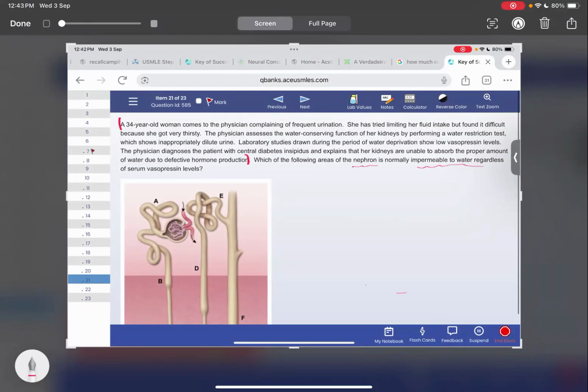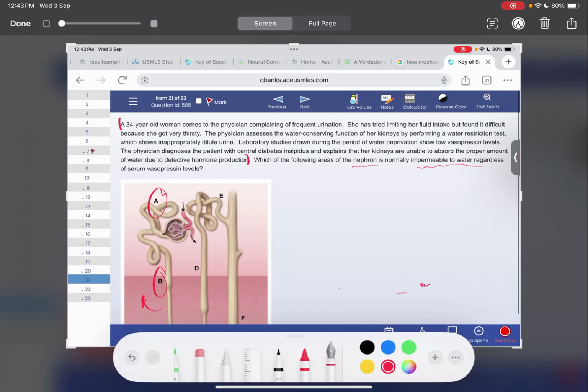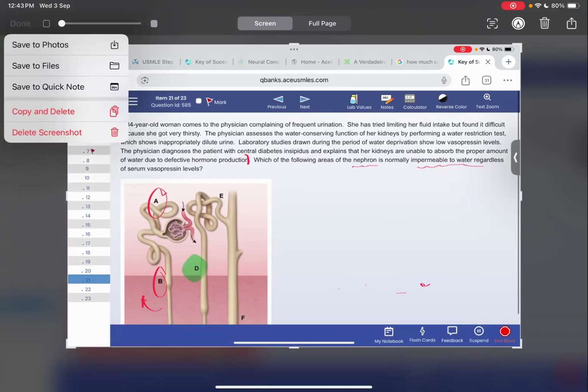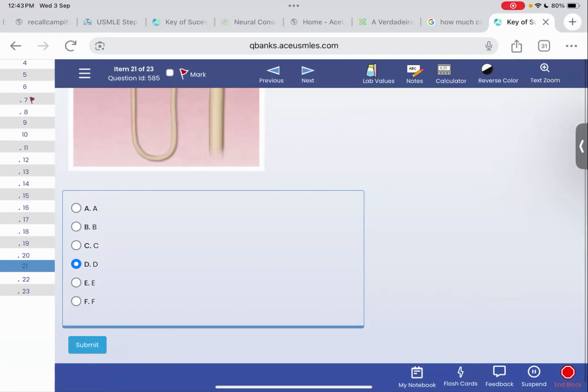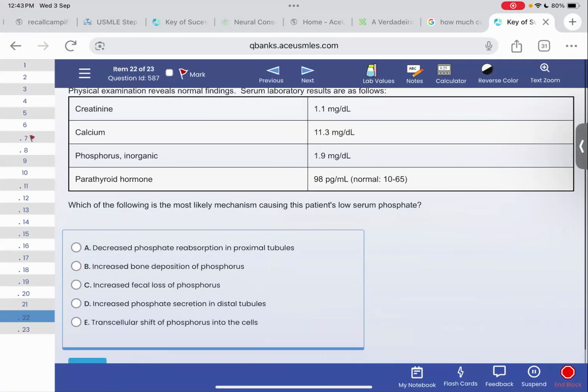Now tell me. Is A impermeable? No. Is B impermeable? No. Is C? No. Is D permeable to water? Is D impermeable to water? We have discussed it, right? Let's check whether we are right or wrong. Yes, you're right, because you told us.